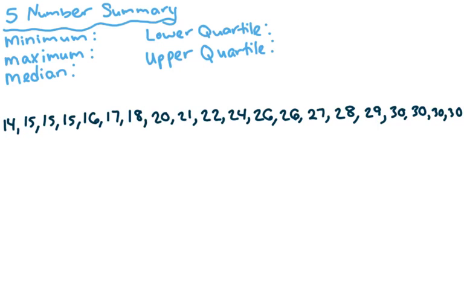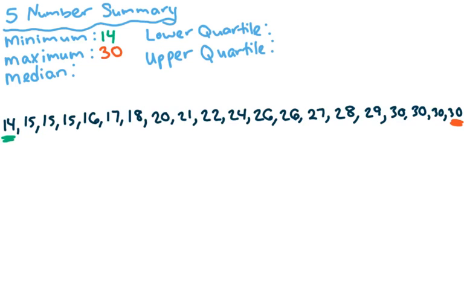The minimum is the smallest number in the data set. So that's 14. Conveniently, my data set is already in order. The maximum is the largest number in the data set. That's 30. Now we need to find the median.